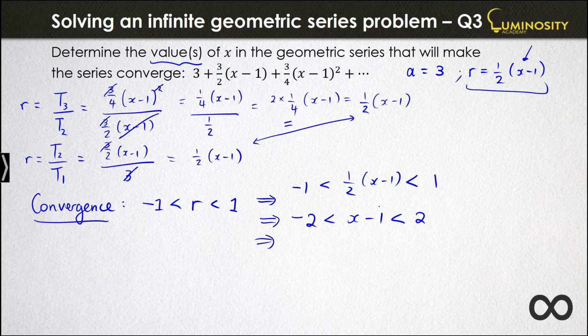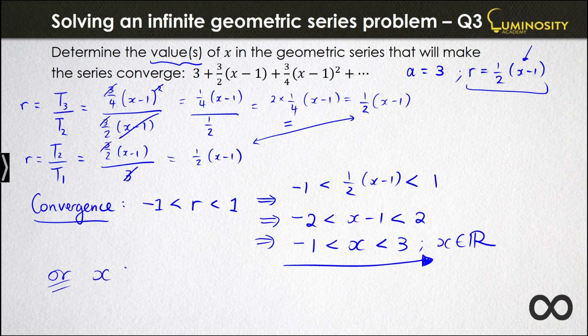To get rid of that -1, I'm going to add 1 to both sides. So -2 plus 1 is -1 less than x less than 2 plus 1 is 3. So there are your x values. Your x values are between -1 and 3, and x is a real number. That is the inequality notation. Alternatively, you could write it in interval notation. x is an element between -1 and 3, not including those points, so round brackets. So whenever your x is between -1 and 3, this series should converge.